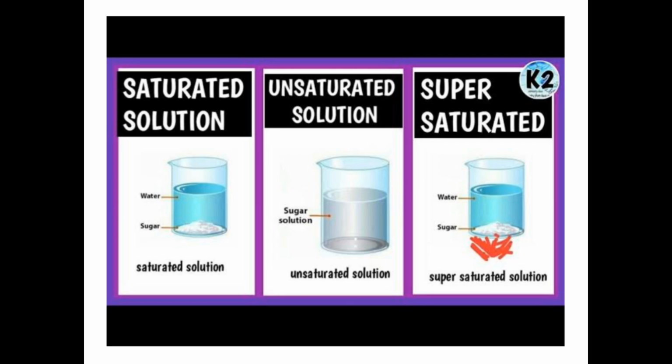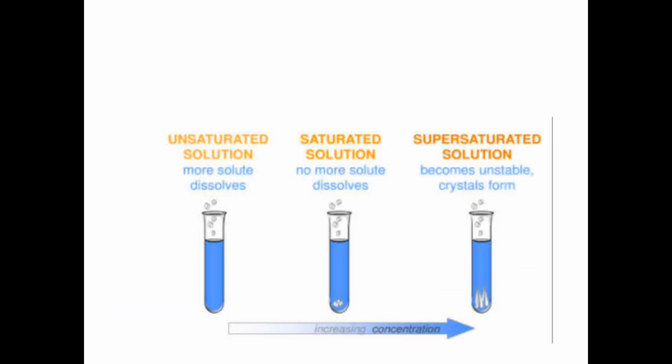For a supersaturated solution, it has more or excess solute, such that at that temperature, you begin to have the solute being crystallized out. Now, this is an example of saturated. In unsaturated, more solute can be dissolved. In saturated, no more solute can be dissolved. In supersaturated, it becomes unstable because you have excess solute, and then they begin to crystallize out.